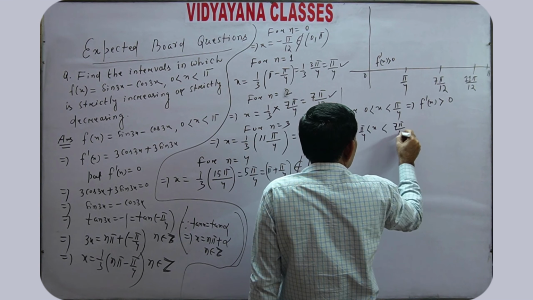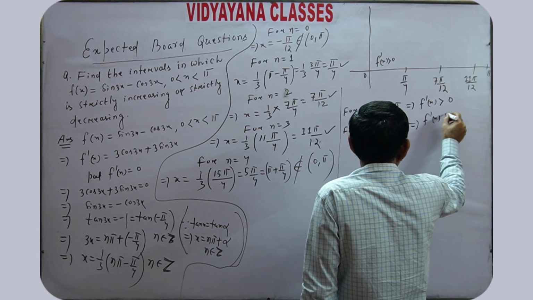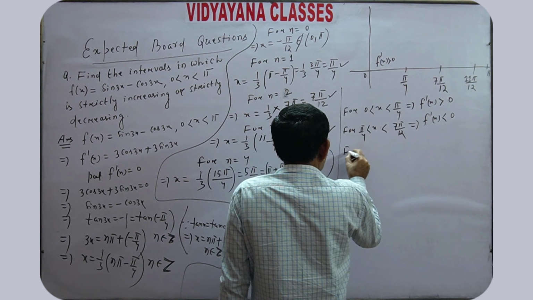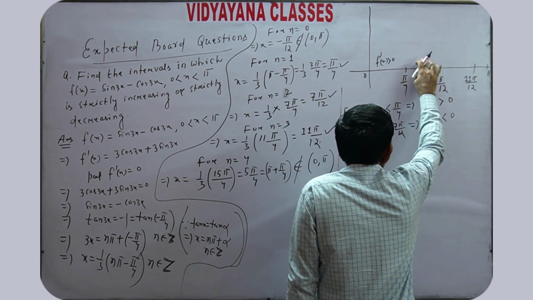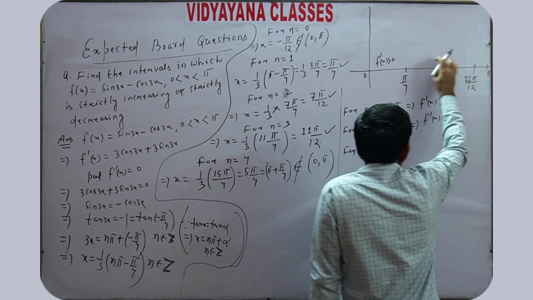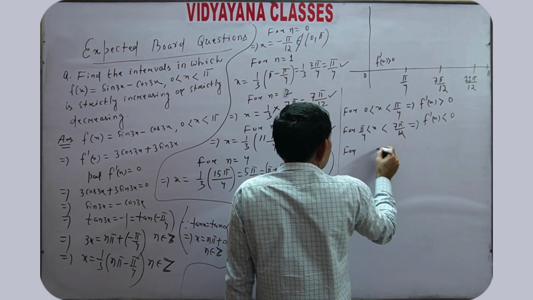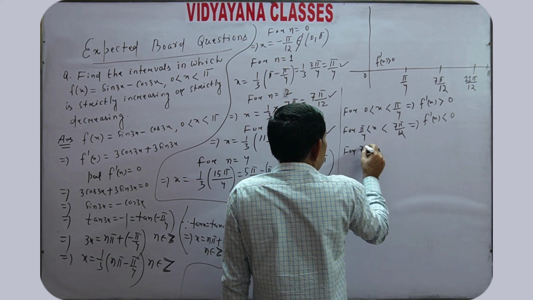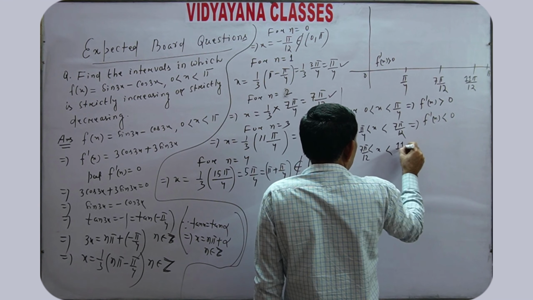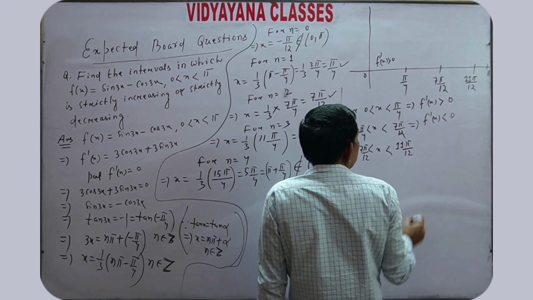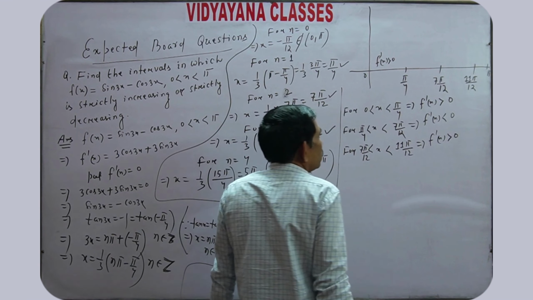7π/12 implies f'(x) < 0. For if it is positive, then it will be negative; if it will be negative, then it is positive, and so on. For x greater than 7π/12 and less than 11π/12, f'(x) > 0.